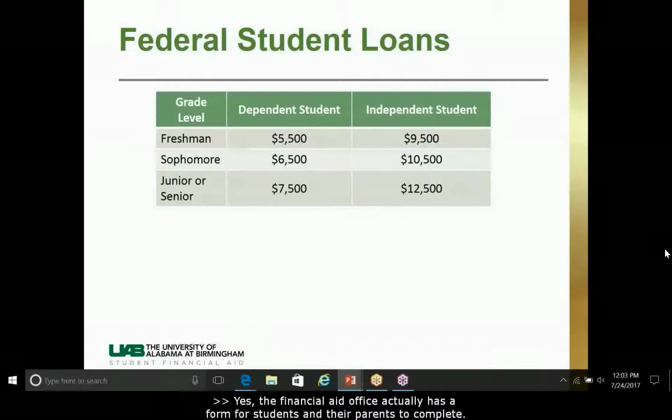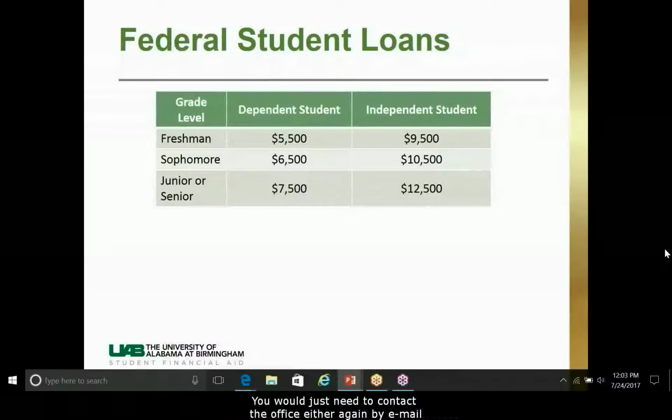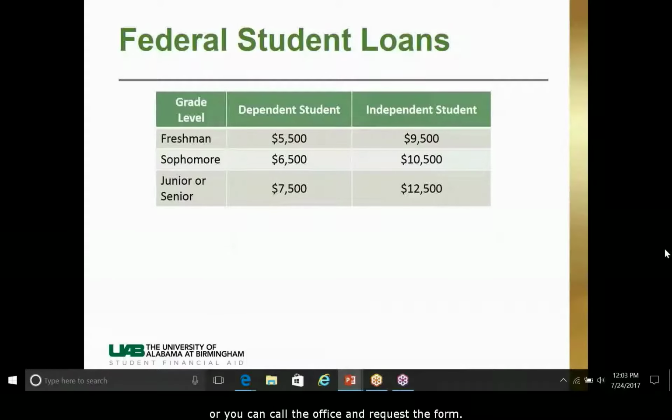Yeah, the financial aid office actually has a form for students and their parents to complete. You would just need to contact the office, either by email, or you can call the office and request the form. It's very specific as to the types of documentation that the appeal committee would need to review.